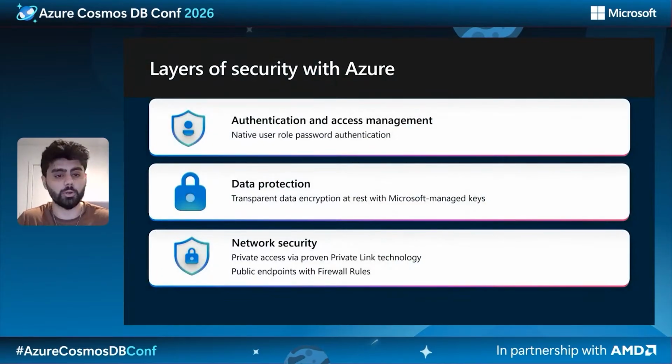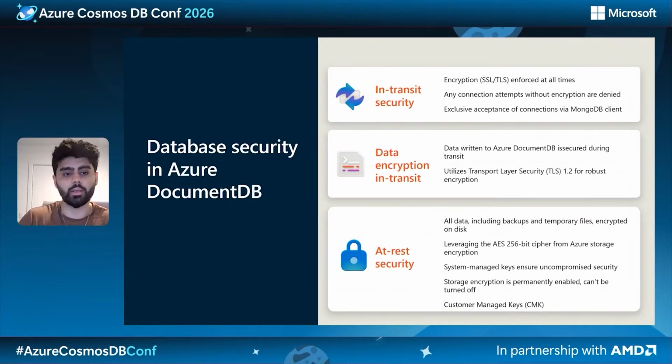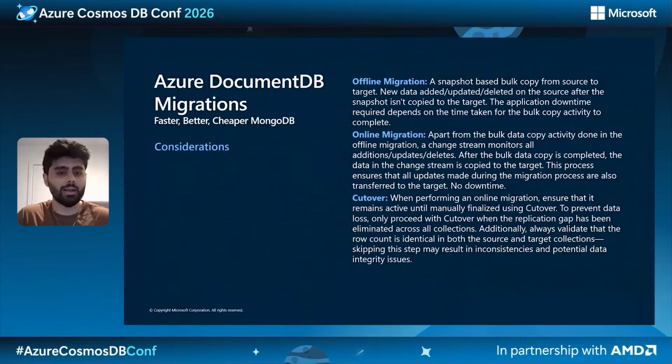And since we are a first-party Azure service, you get all the authentication and access management, data protection, and network security built right in for no additional cost. We have database security in Azure Document DB with in-transit security, data encryption in transit, and at-rest security. So with a first-party Azure service, you get all the Azure requirements that you're looking for.